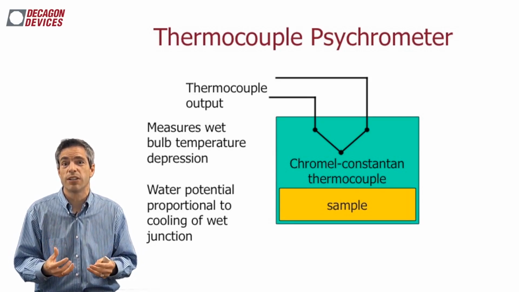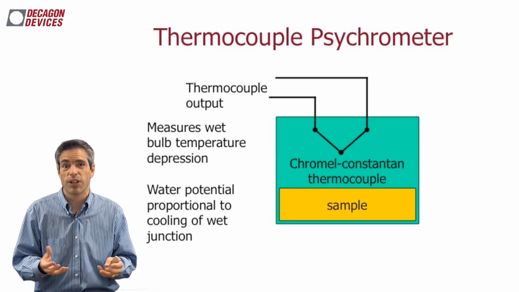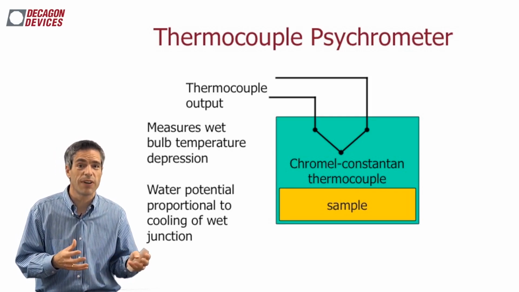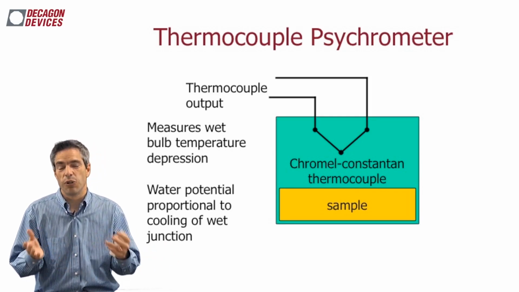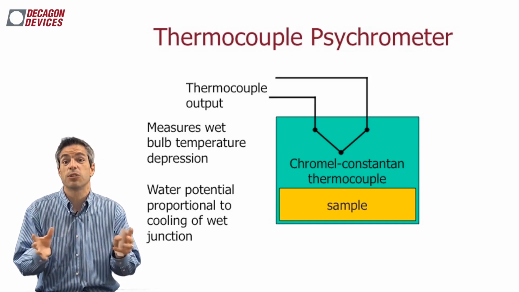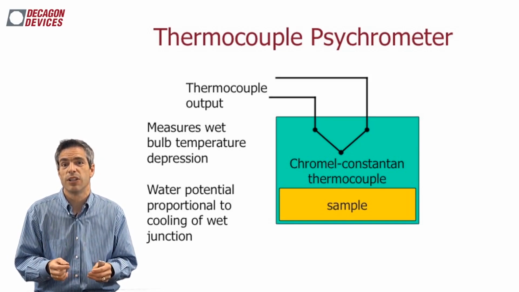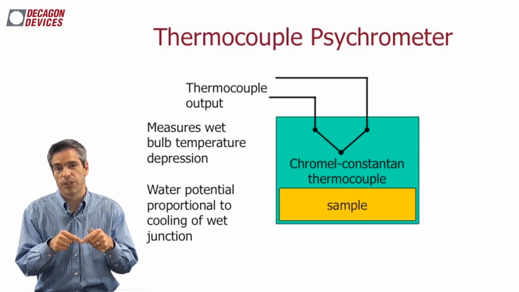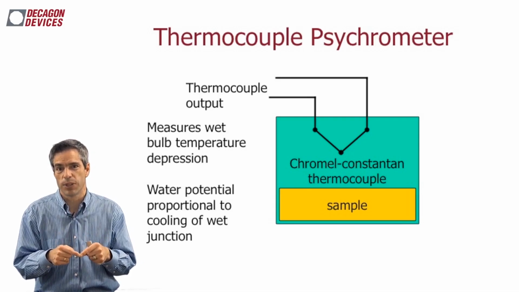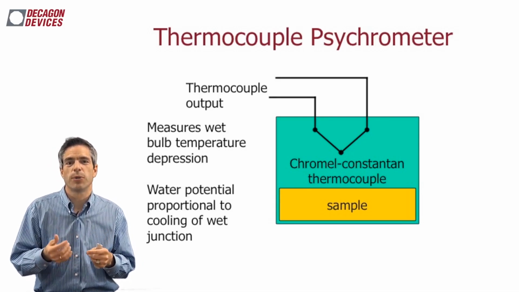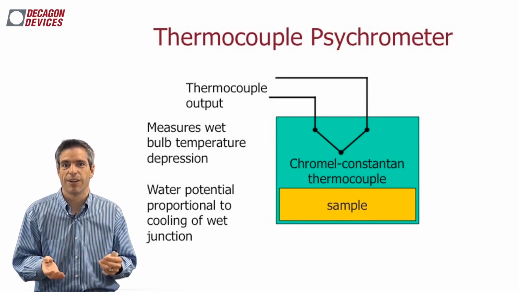There was a lot of really interesting work done, and if you want to go look in the literature, you can find out a lot about this technique. We don't have the time to do that right now, so I'm just going to briefly explain what it does. We have two dissimilar metals joined together to form a thermocouple. Why do we want a thermocouple and not just some thermometer there?